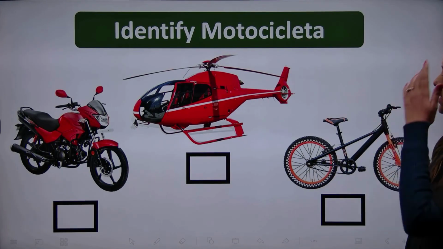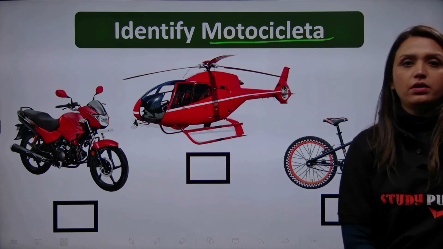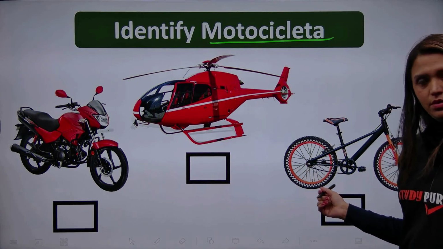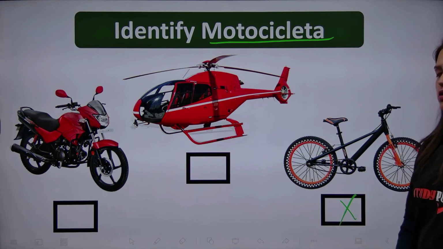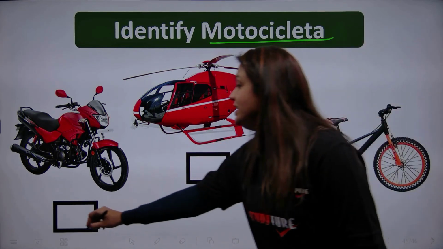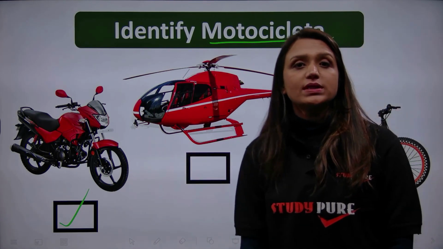And now please identify a motocicleta for me. Can you tell me which one it is? This one? No, this is not a motocicleta. This one? Yes, you all got it right. Es una motocicleta.